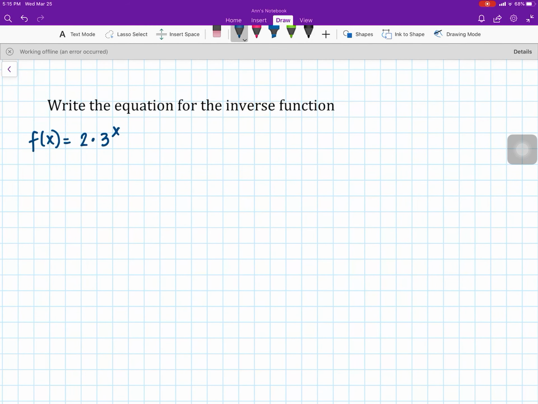In this example, we want to write the equation for the inverse function. We're given that the function is 2 times 3 to the x. What kind of function is this? This is an exponential function. Next, you want to identify what your base is. Your base here would be the number right next to the x, so that will be 3.